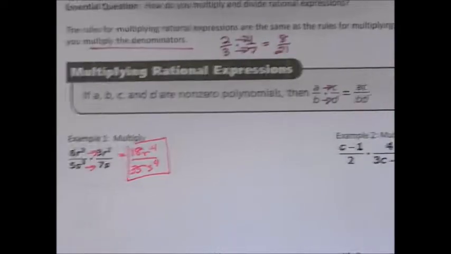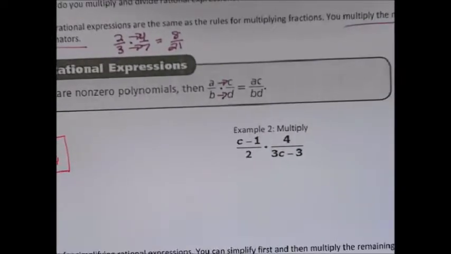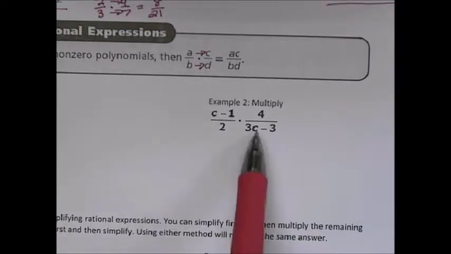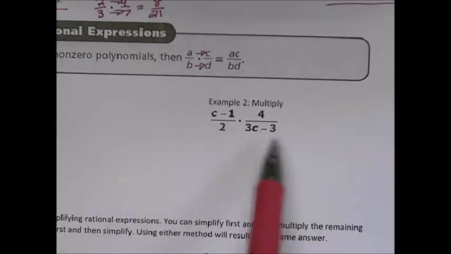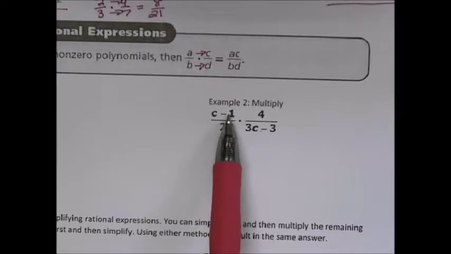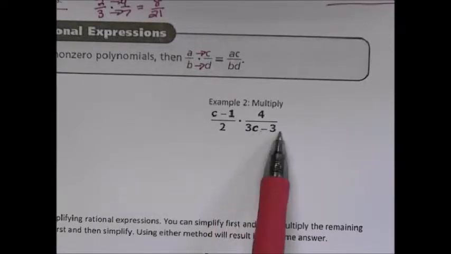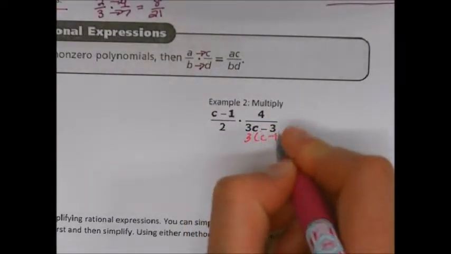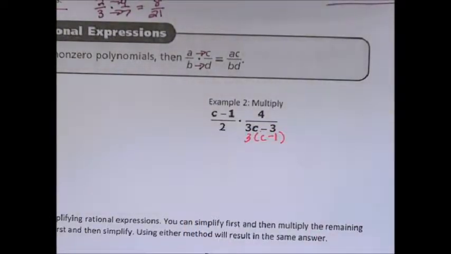Let's go ahead and look at example 2. Looking at example 2, I notice that I have some polynomials now, c minus 1, 3c minus 3. And our question whenever we see a polynomial is, is it factored? So c minus 1, I can't do anything to that. 3c minus 3, here I can factor that to 3 times c minus 1. I have a GCF of 3.